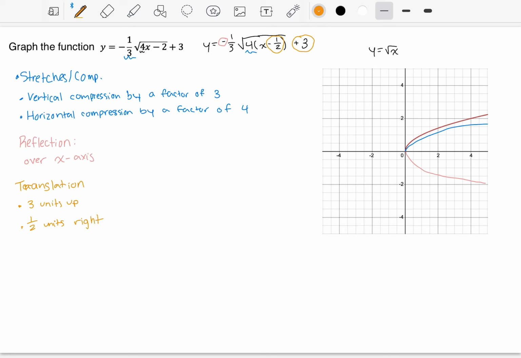And we can graph this. So first we could do 3 units up, have that there, and then a half unit to the right. So I'll have that there. And then just sketching our graph like that. And that is all the transformations we have for this one. So our final graph will look like that orange function there.